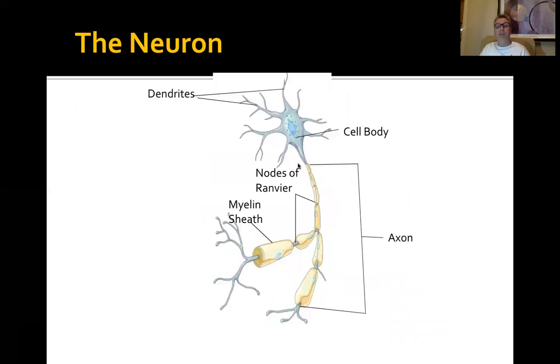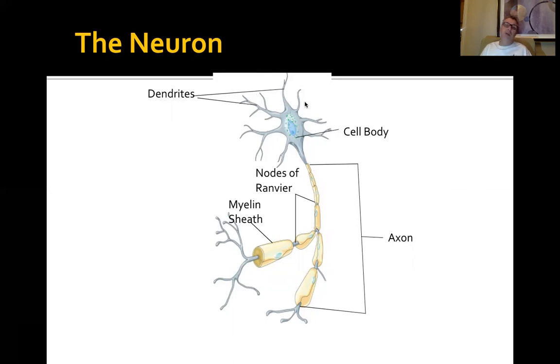All right, so here's a basic neuron, the anatomy, and I think we have a picture of this. I don't have my packet, but this is going to be identification, obviously. Our EQ1, we will have an EQ1 quiz, and identification will be part of it.